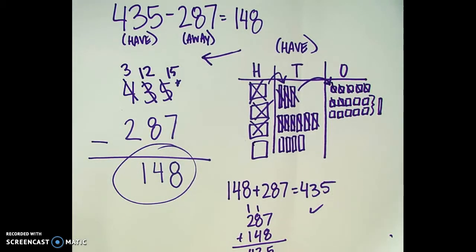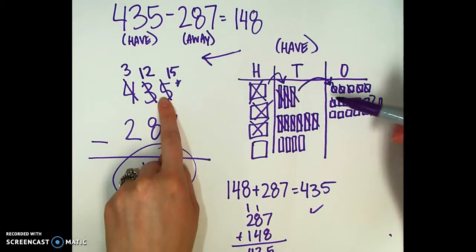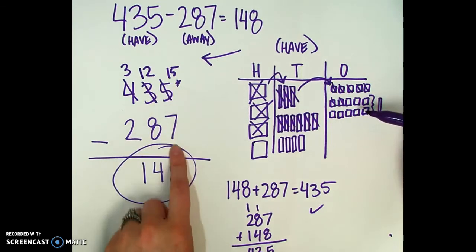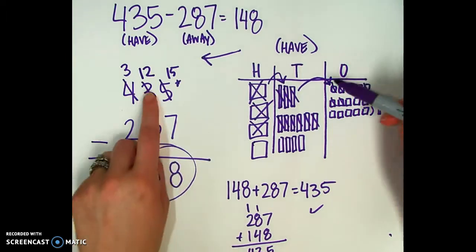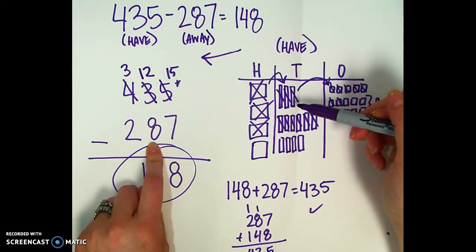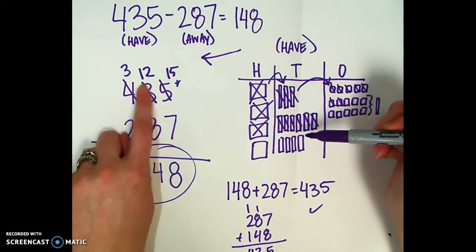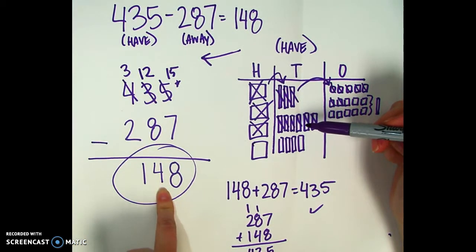So, borrowing. We had to borrow from the 5. We didn't have enough to take the 7 away. We took a 10, added it on, made 15. 15 minus 7 was 8. Then we only had 2 left over. We couldn't take 8 away from 2. We had to borrow from the 4, took 1 away, gave it over here. That made 12. Then we took 8 away, got 4.